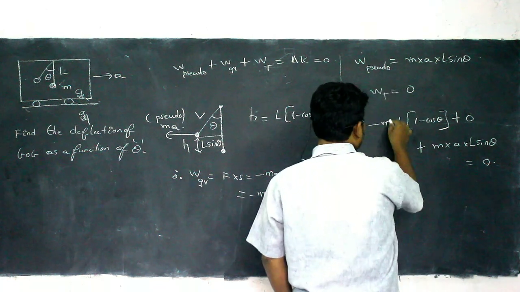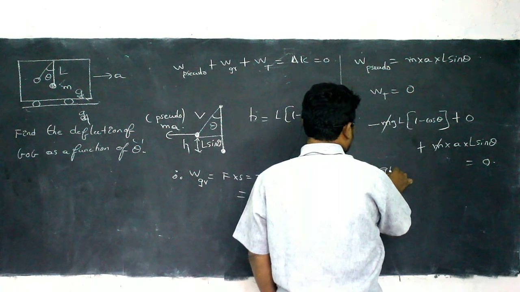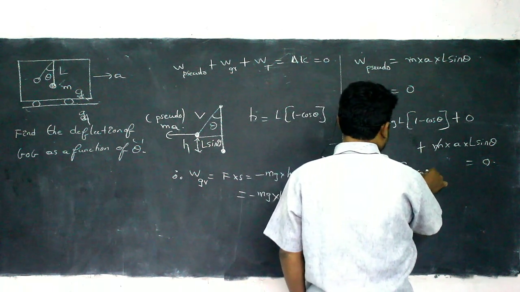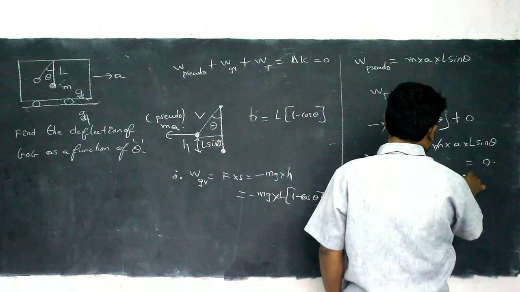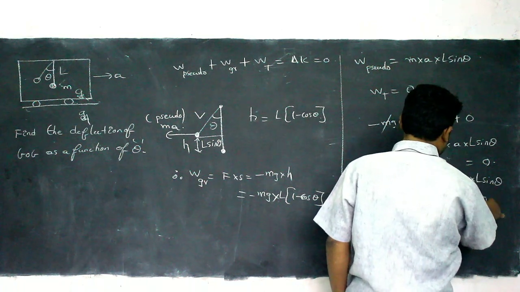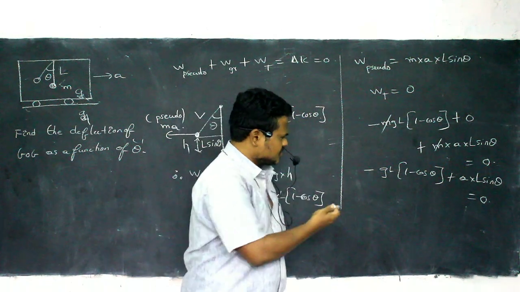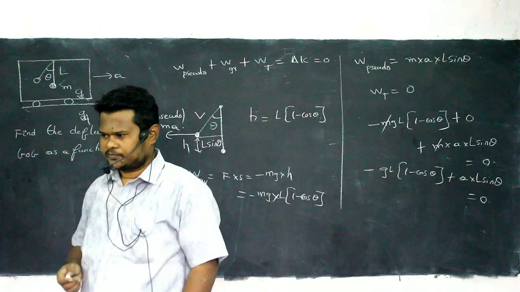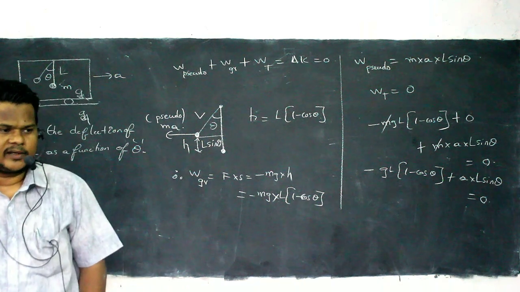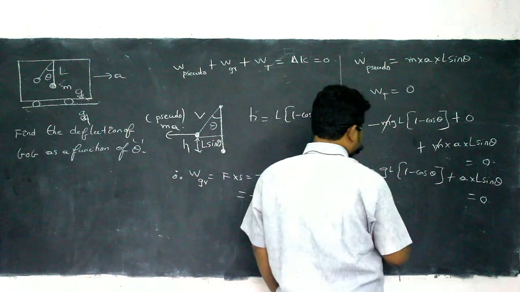So can I cancel m and m? Therefore, minus gL into (1 minus cos theta) plus a into L sin theta is equal to 0. I got the equation up to here, but with the help of this expression, I cannot calculate anything, no? I cannot calculate the angle theta. So we have to convert this into some other form.